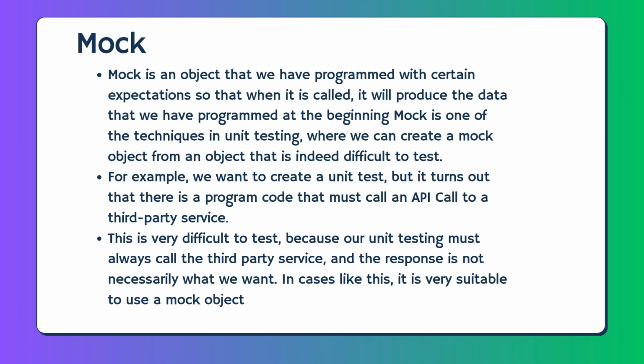For example, we want to create a unit test, but it turns out that there is program code that must call an API of a third-party service. This is very difficult to test, because our unit testing must always call the third-party service, and the response is not necessarily what we want. In cases like this, it is very suitable to use a mock object.